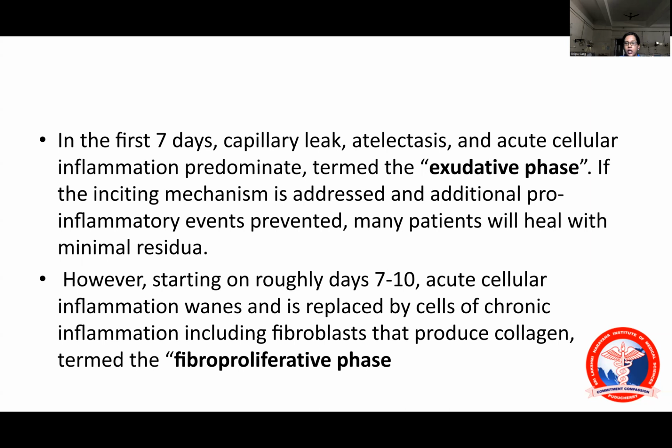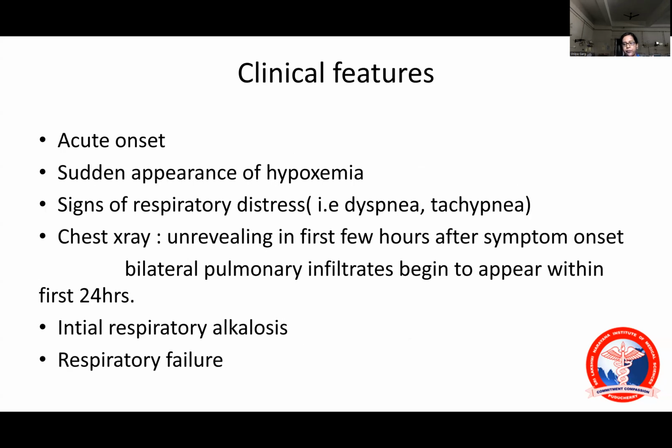Next, going to the next 7 to 10 days. Here, the acute inflammation is going to stop, and further, it will go to the next stage of chronic inflammation. Chronic inflammation includes fibroblasts, which will try to heal by producing collagen. So it is called the fibroproliferative phase.